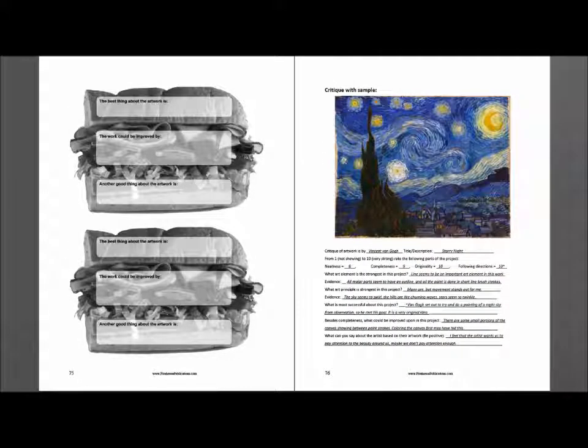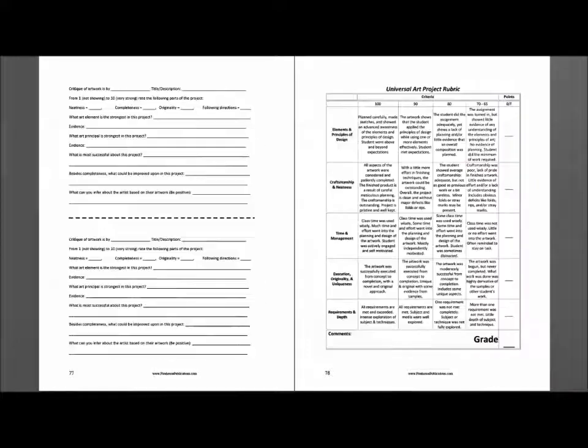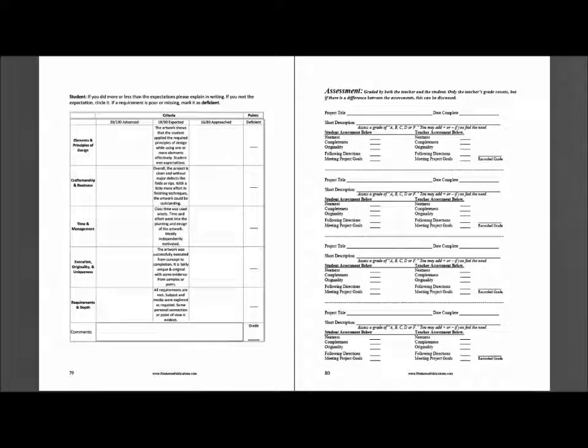Towards the back of the book I include a lot of critique pages. So we have a simple critique, the criticism sandwich. We have a formal written critique with a sample by Van Gogh, and then pages that can be copied for your students. Grading rubrics are here. I call this the universal grading rubric. Very easy to use and can be applied to almost any project that you do.